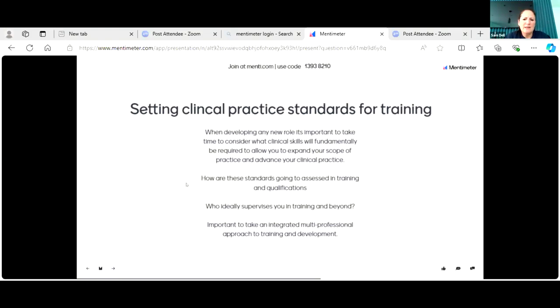How are these standards going to be assessed in training, and what qualifications do you need, if any at all, within that training perspective? Are clinical assessments enough, or do you need any further qualifications? Think also about who ideally supervises you when you're training, and beyond. These are the questions you need to be asking yourself. Who is going to be my supervisor during the training process? And is that same supervisor the right person to continue, or do I need other people?